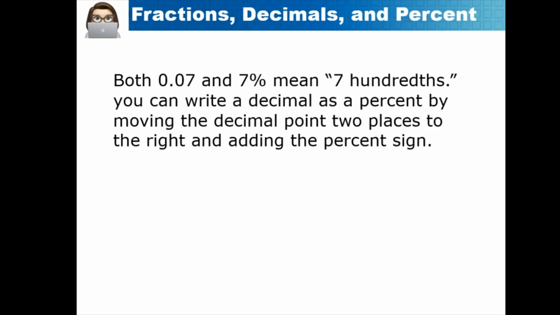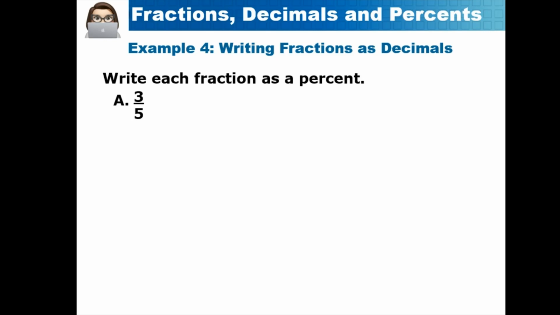Both 0.07 and 7% mean 7 hundredths. You can write a decimal as a percent by moving the decimal point two places to the right and adding the percent sign. So, for example, we have 0.07. Move two decimals to the right and then write the percent sign. Okay?